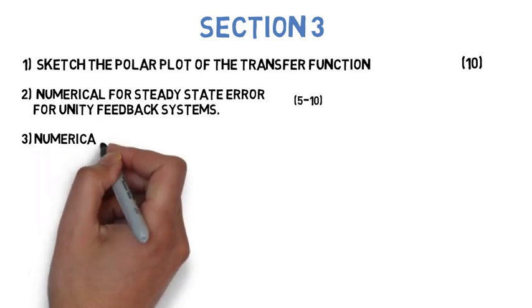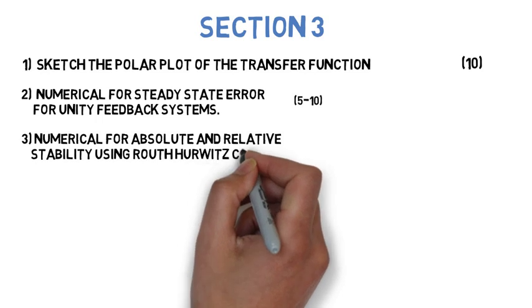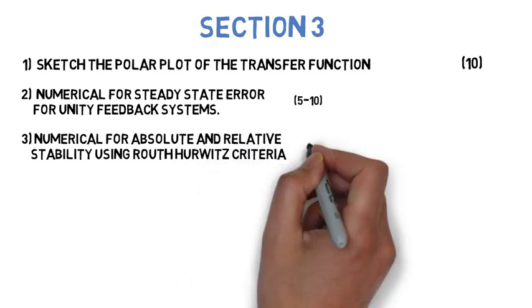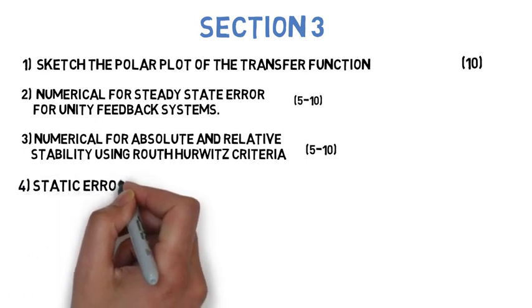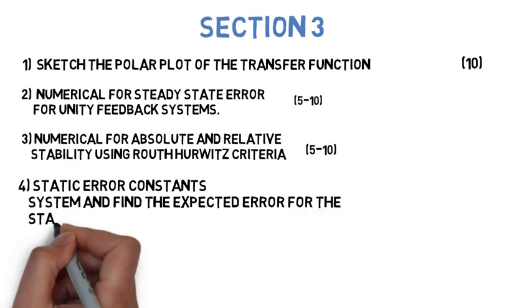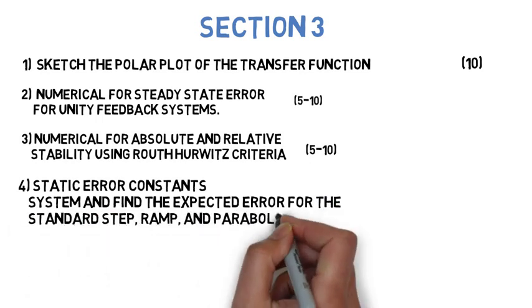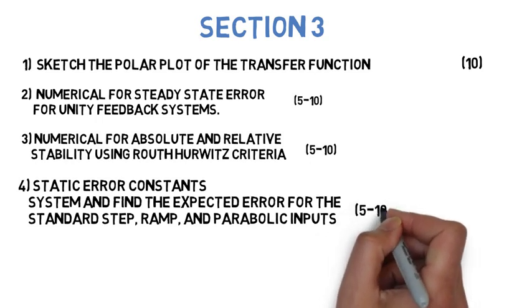Next question is write the numerical for absolute and relative stability using Routh-Hurwitz criteria. This can come for 5 to 10 marks. Next question is evaluate the static error constants of the following systems and find the expected error for the standard step, ramp and parabolic inputs. This can come for 5 to 10 marks.